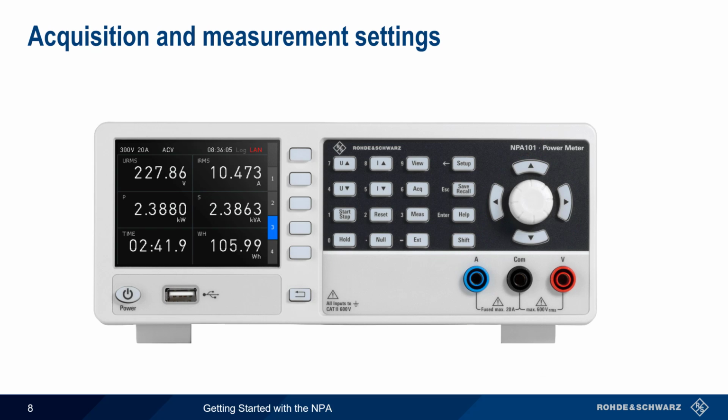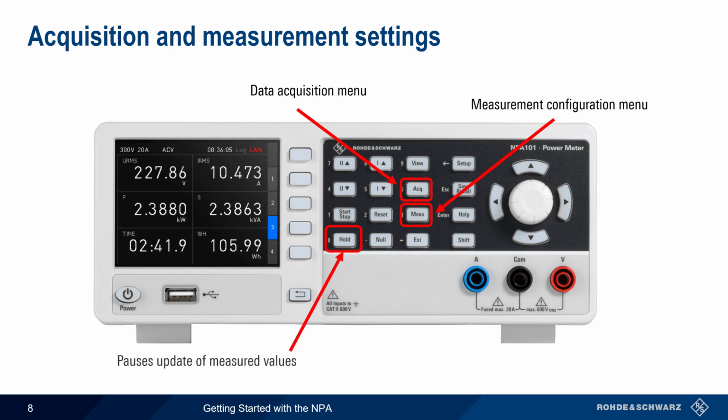2 important keys for configuring measurements are the Data Acquisition menu button and the Measurement Configuration button. Both of these menus and their functions will be described in detail later in this presentation. 2 additional helpful keys are the Hold key, which pauses update of the measured values, and the Reset key, which resets or restarts a running measurement.